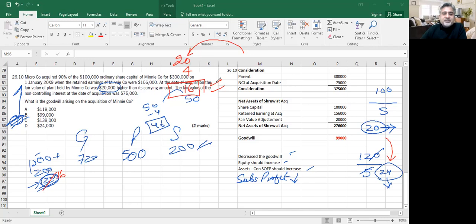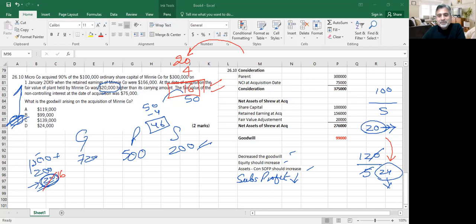The fair value adjustment would become, at the end, you will add 20, but then you will subtract the depreciation impact. Are we clear on this thing or not? Guys, are you lost? Am I making it more difficult?